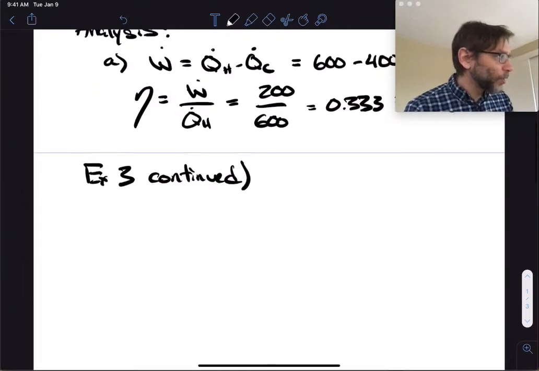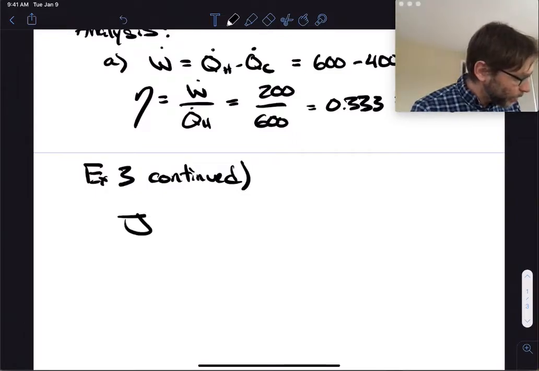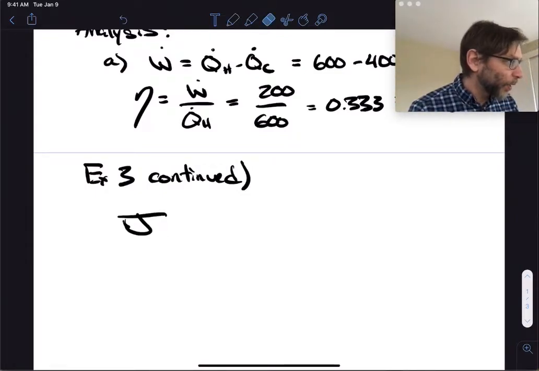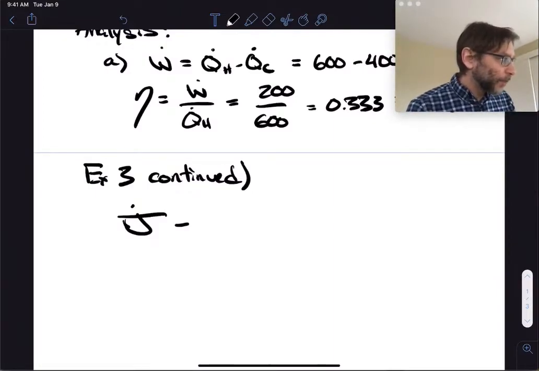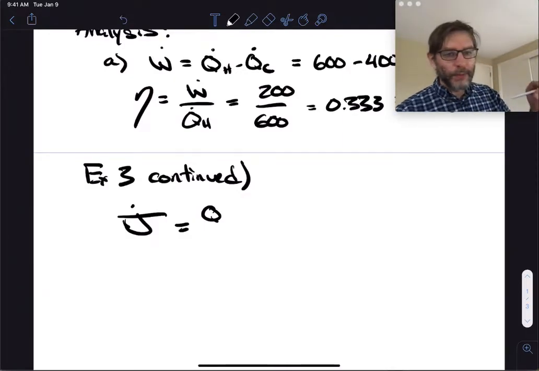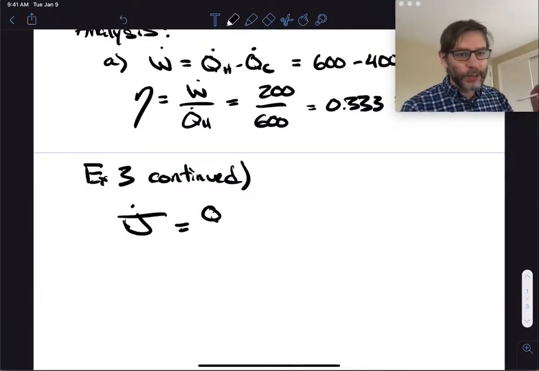So example 3 continued, we have something like sigma of the cycle. We'll just call it sigma dot, because we're doing things on a rate basis, which is okay. So negative sigma equals QH over TH minus QC over TC.